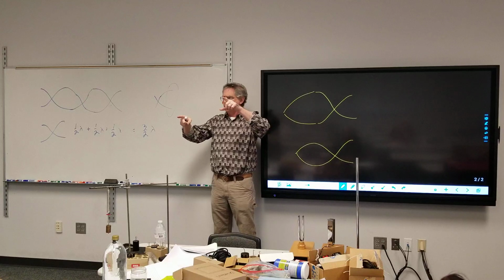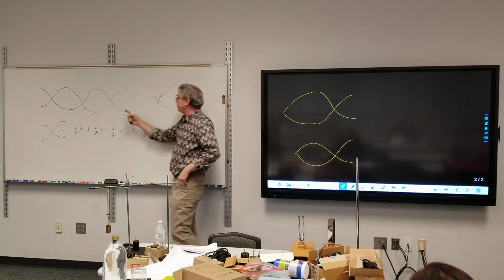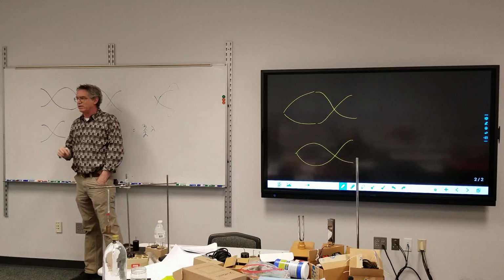So the nodes are the parts where they cross? Yes, there are 3 of them. Yeah, the nodes are the points where it, in theory, is not vibrating.